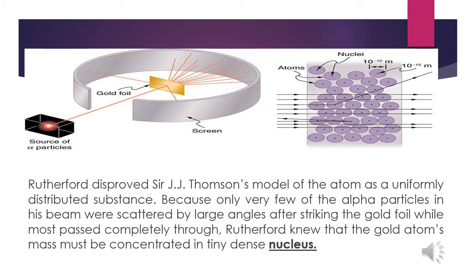Rutherford disproved Sir J.J. Thomson's model of the atom as a uniformly distributed substance, because only very few of the alpha particles in his beam were scattered by large angles after striking the gold foil, while most passed completely through. Rutherford knew that the gold's atoms must be concentrated in a tiny dense nucleus.